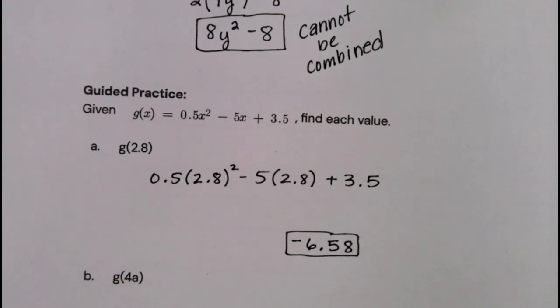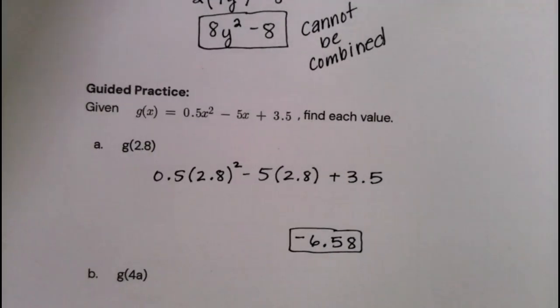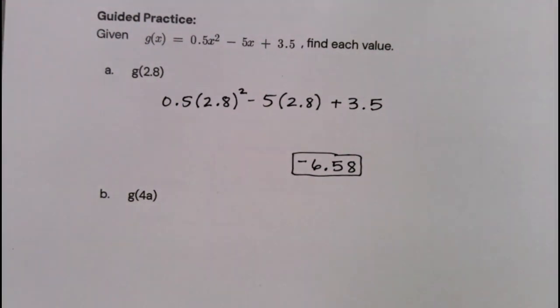So on B, when you go to try B, are you going to get a single letter answer or a single number answer? No, because you've got a variable in there. If you plug something in with a variable, you're not going to get a constant as an answer.